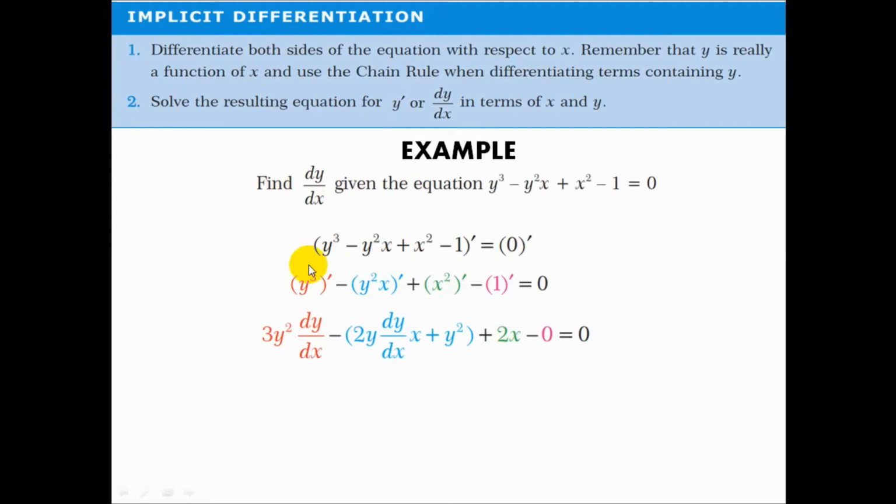Here u is y squared, so the derivative of y squared is 2y times the derivative of y, that is dy over dx, times x, plus y squared times the derivative of x, which is 1. Then we add the derivative of x squared, which is 2x, and the derivative of 1 is 0, and the derivative of 0 is 0.